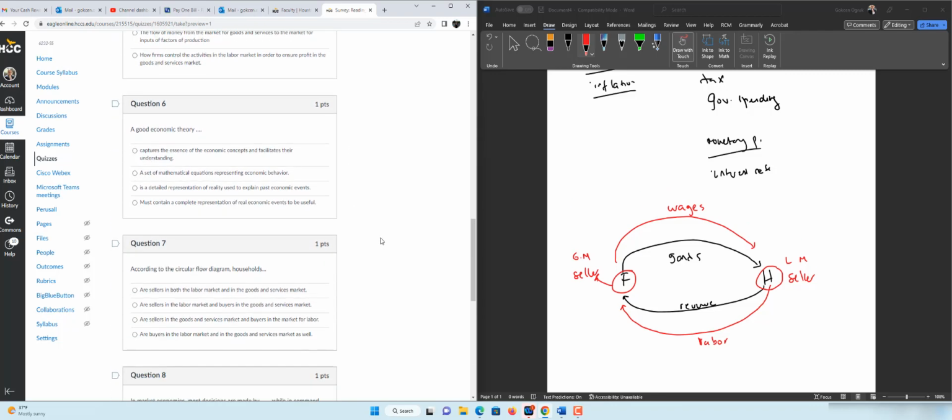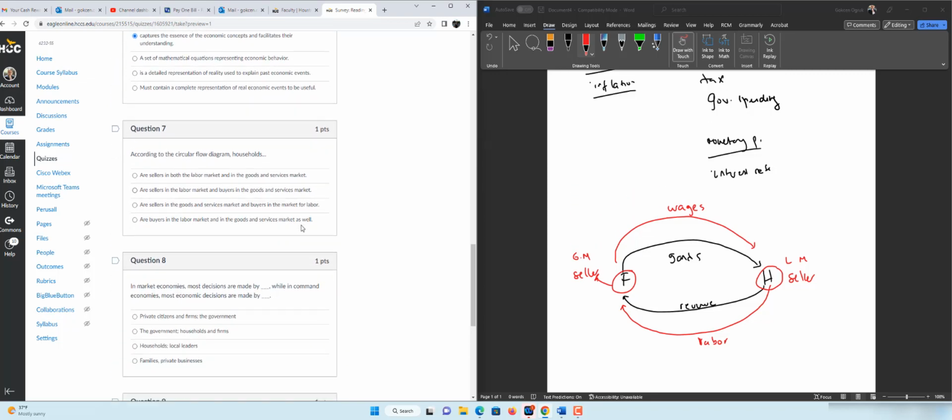Question number 6: a good economic theory captures the essence of economic concepts and facilitates their understanding. A set of mathematical equations representing economic behavior as a detailed representation of reality is not correct. Economic theory is not a detailed representation of reality. It simplifies reality so we can understand the relations. Must contain a complete representation of real economic events? That's not true. We try to explain as much as we can. It's mathematical equations, but not always. Sometimes diagrams can be helpful too. So it captures the essence of economic concepts and facilitates their understanding.